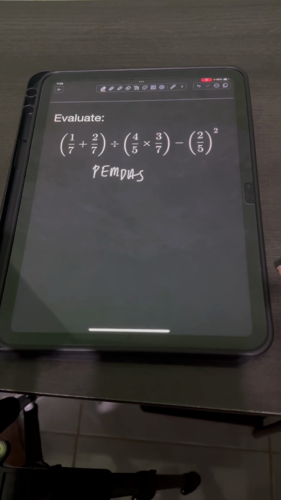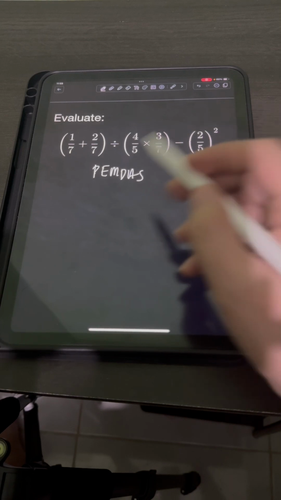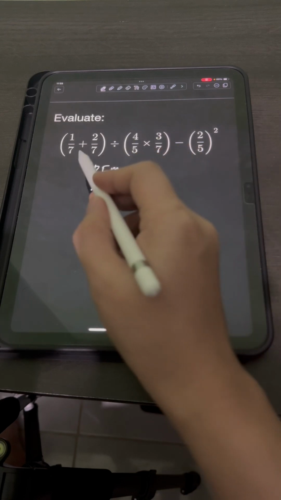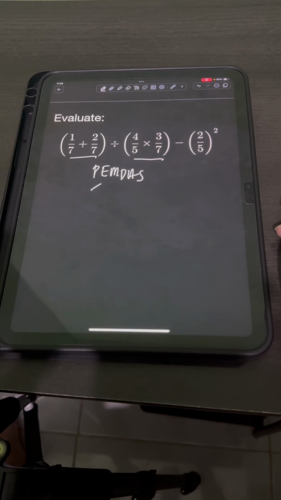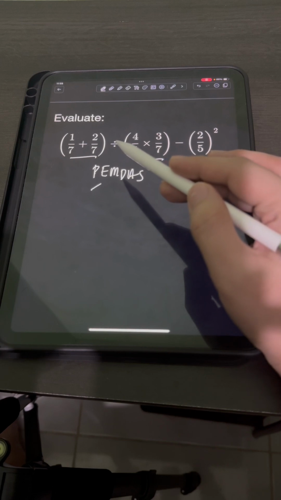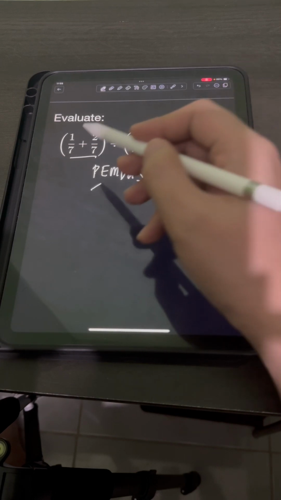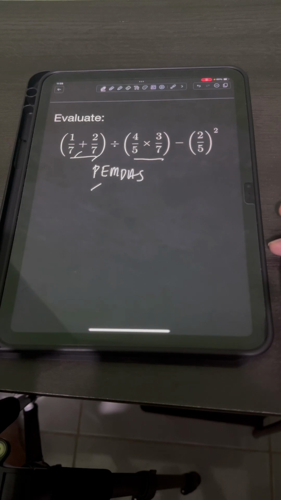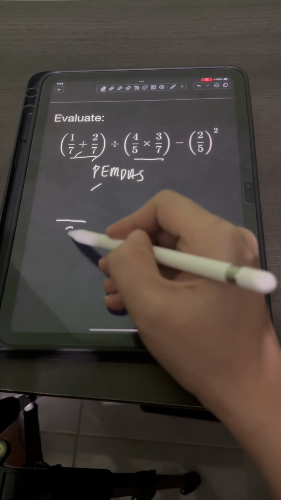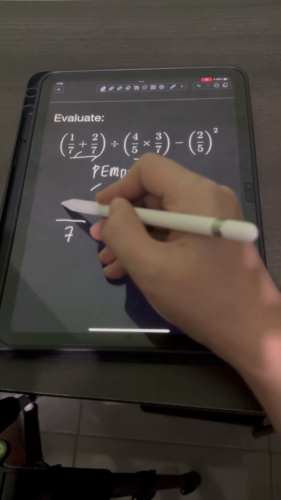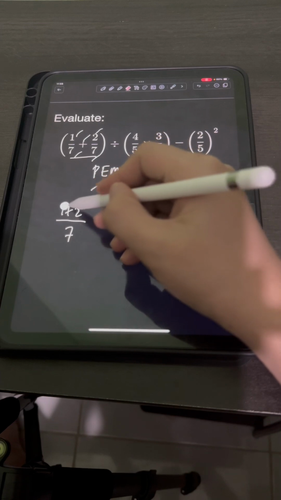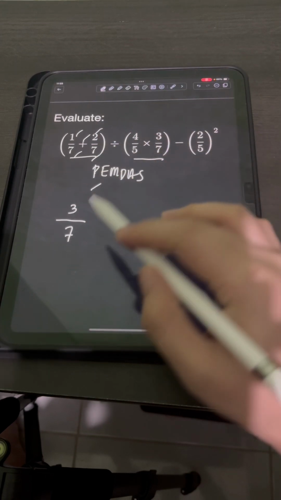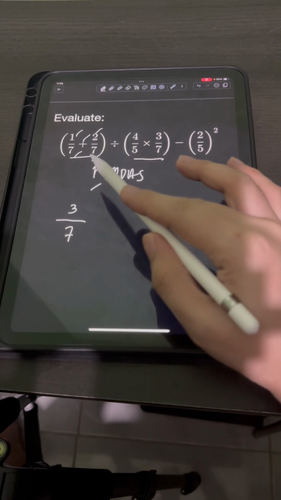we need to perform all the operations that are inside the parentheses. So we have 1/7 plus 2/7 and then 4/5 times 3/7. Let's perform first the addition 1/7 plus 2/7. Since we are adding similar fractions having the same denominator of 7, we just need to copy the same denominator 7 and then add their numerators 1 plus 2. So 1 plus 2 is just equal to 3. So we have 3/7 for the first grouping symbol.